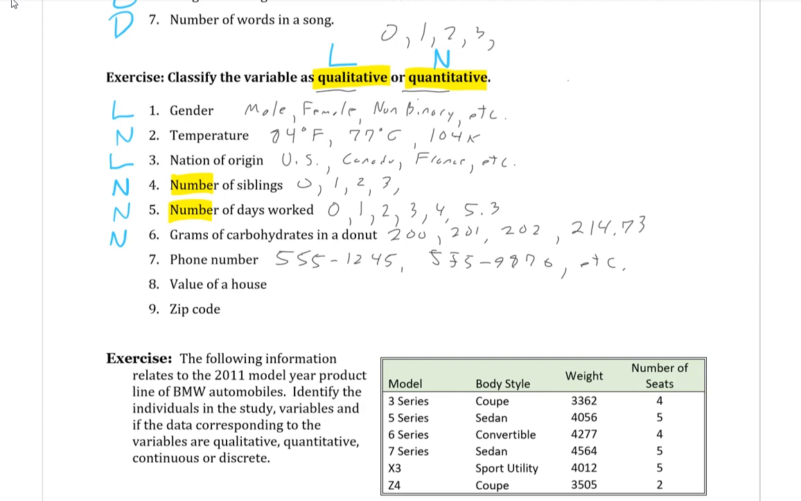Here, it does not make sense to add 2 people's phone numbers together and get a higher phone number, I guess. That doesn't really make any sense to do. These phone numbers are really a description of how to get in contact with you. Therefore, it is a qualitative measure. So, not all numbers are quantitative. It depends on how the number is treated.